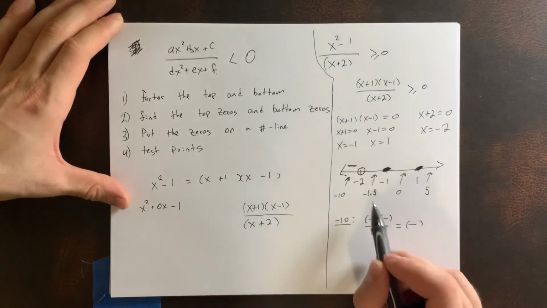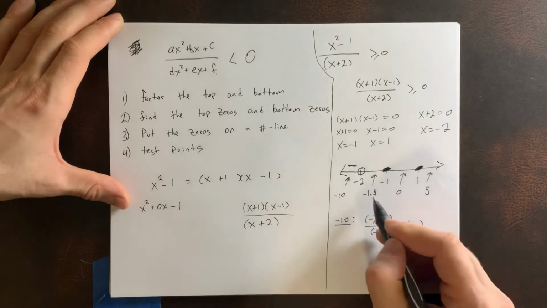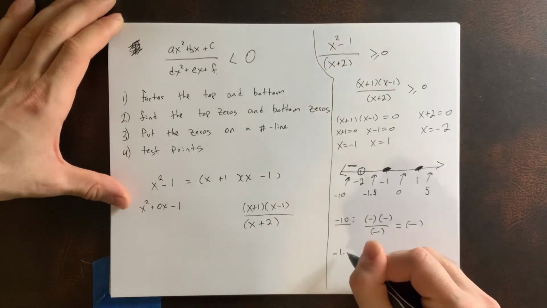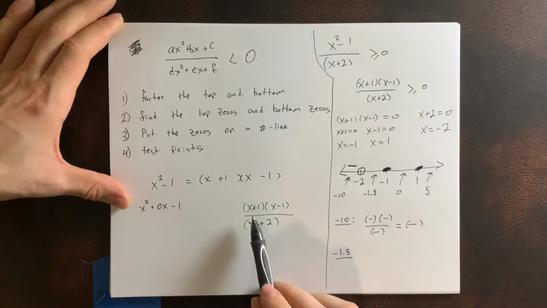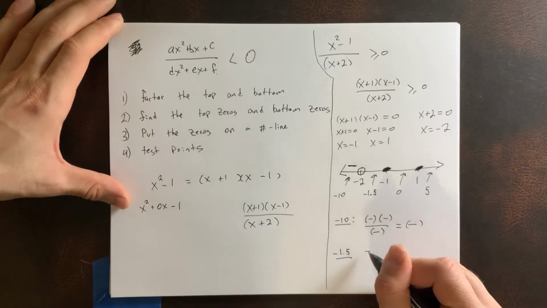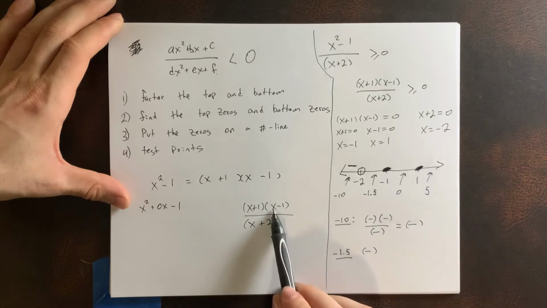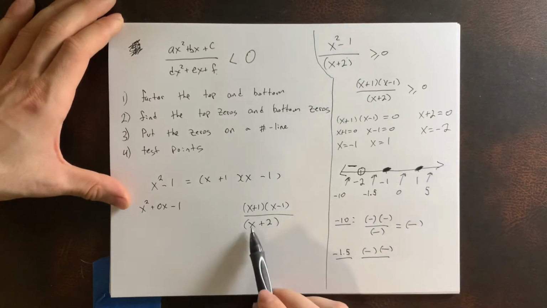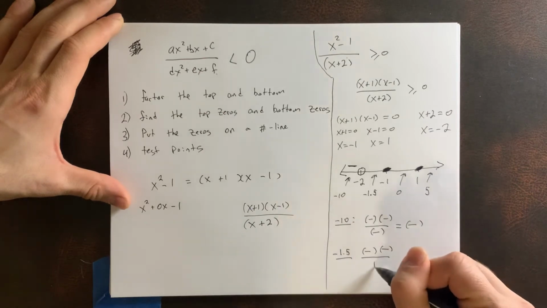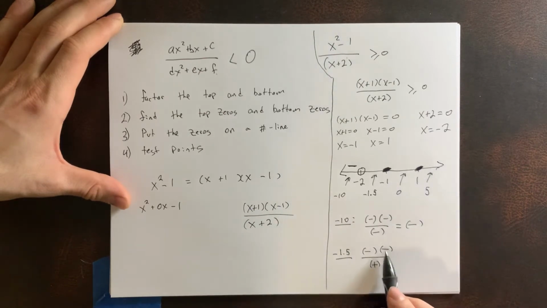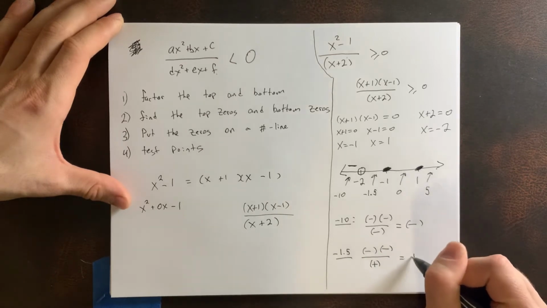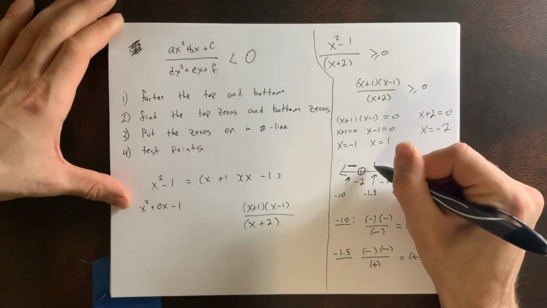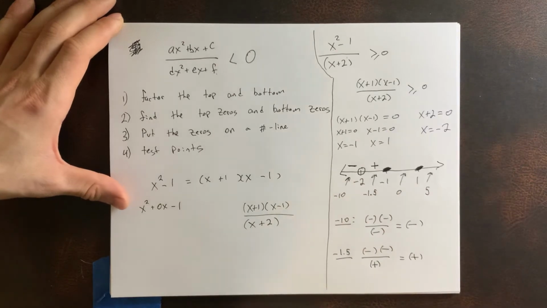Okay, now let's do the same thing with -1.5. If we plug in -1.5 here, we're going to get a negative. If we plug in -1.5 here, we're going to get a negative. And if you plug in -1.5 down here, we're going to get a positive. So these two negatives make a positive, and a positive divided by a positive is a positive. So we're going to put a plus sign right here.